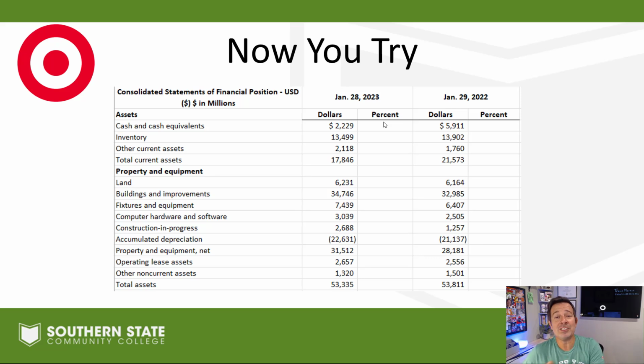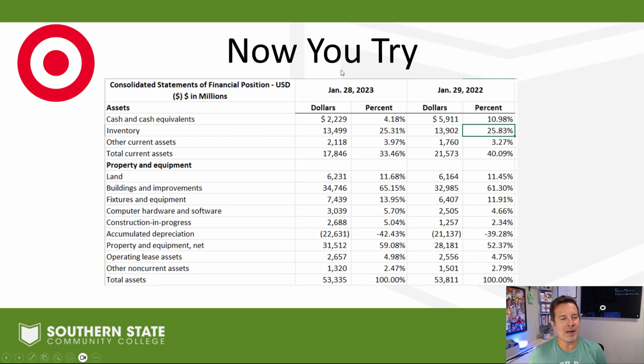All right, hopefully you've had a chance to do that. If you didn't, go ahead and pause and make sure you get your homework done there. Here's what we come up with. When we do vertical analysis, we can see on Target, the cash account became a substantially smaller part of the pie between 22 and 23. Where'd all that cash go?